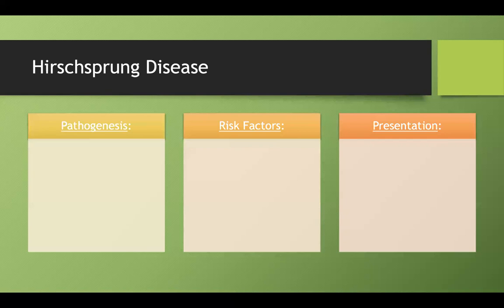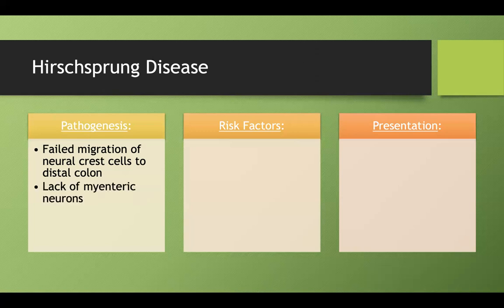On the other hand, Hirschsprung disease has a different pathogenesis. It's related to a failed migration of neural crest cells to the distal colon. And what happens is because you don't have these neural crest cells, you lose those myenteric neurons that I've been talking about that are responsible for motor movements like peristalsis. And if you don't have peristalsis, just like we saw with toxic megacolon, you get the same megacolon in Hirschsprung disease.